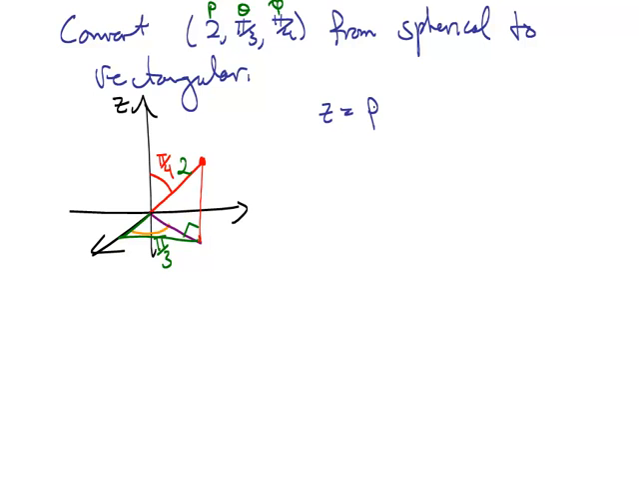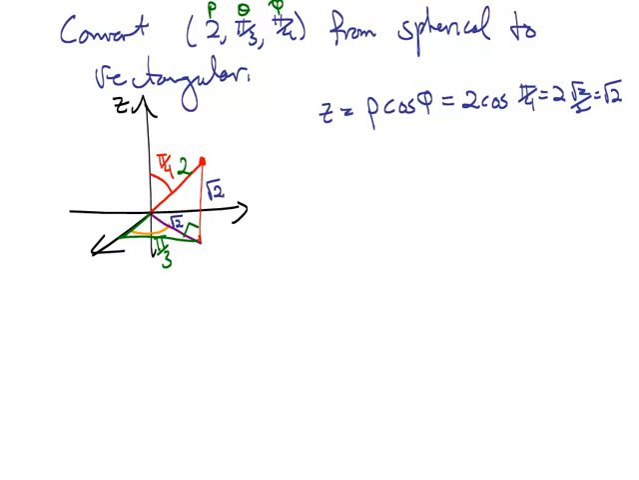Z, remember, is rho cosine of phi. So that's 2 times the cosine of pi over 4. That's 2 times the square root of 2 over 2, or just square root of 2. So that, of course, makes sense. This is square root of 2 right here. That means this is going to be square root of 2 right here. And now I think we shouldn't be too bad here.